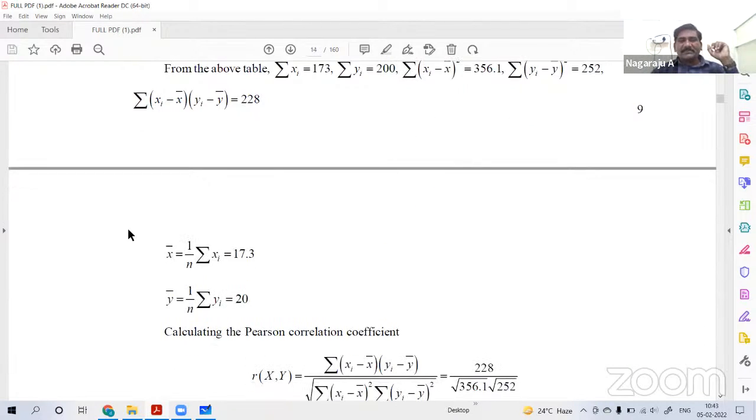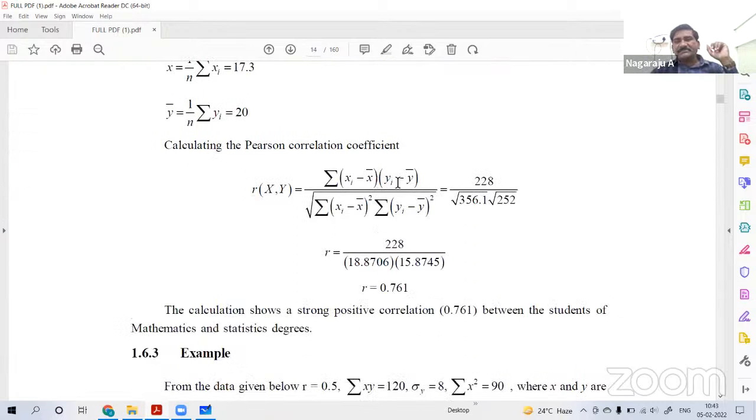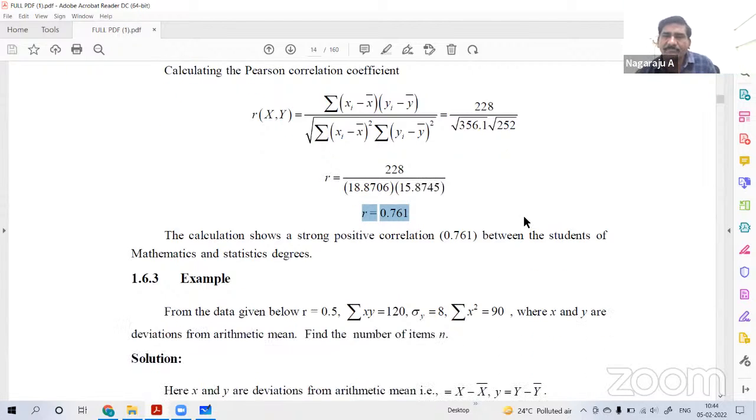Your correlation formula is here. This is the summation of Xi minus X bar into Yi minus Y bar. So if you substitute directly, you can get our correlation coefficient R of X comma Y. Here R of X comma Y is 228 by root of 358 and root of 358. So by calculator the correlation is 0.71. So it is also a positive correlation.